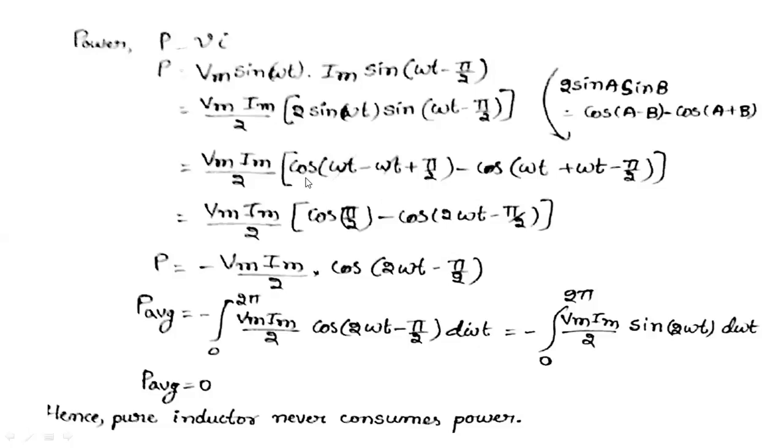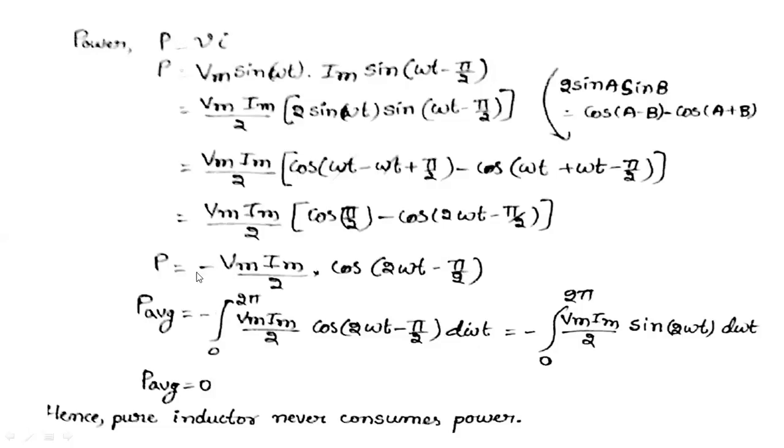I am going to write it as cos of omega t minus omega t minus pi by 2, minus cos of omega t plus omega t minus pi by 2. This uses the formula 2 sin a sin b equals cos a minus b minus cos a plus b. So we get Vm Im by 2 times cos pi by 2 minus cos 2 omega t minus pi by 2. From that, P equals minus Vm Im by 2 cos 2 omega t minus pi by 2.